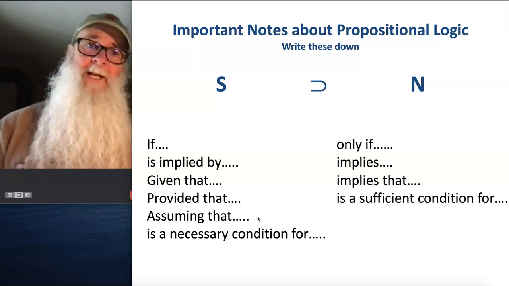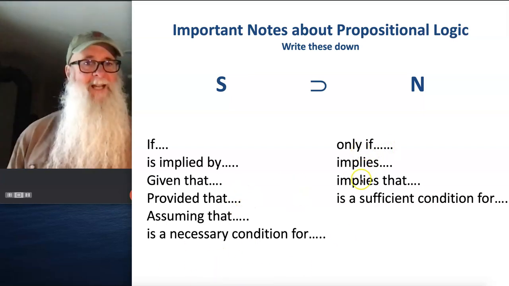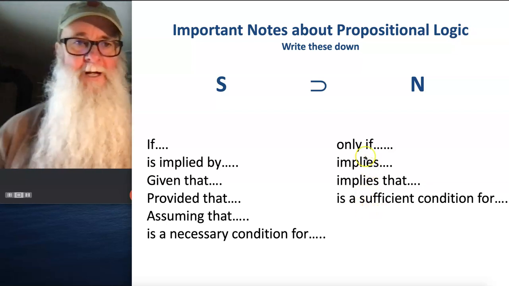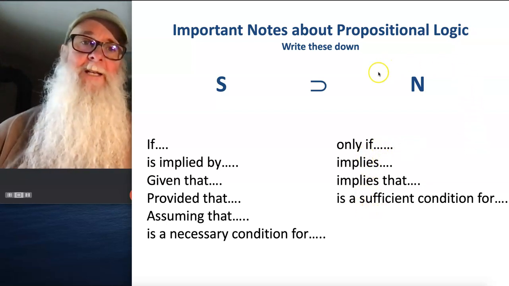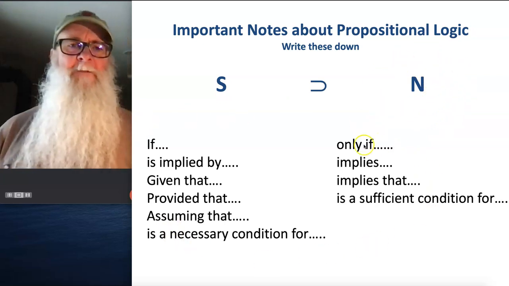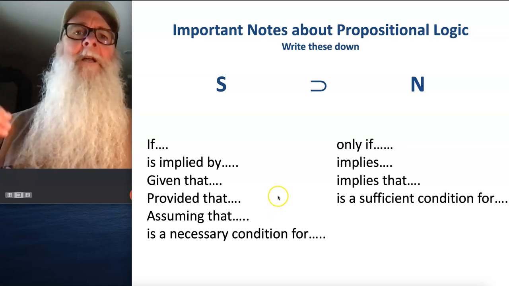And if, on the other hand, you see these kinds of phrases, only if, implies that, is a sufficient condition for, which is a little less common, whatever sentence follows that is going to appear on the right-hand side of your horseshoe. So these are your cues to figure out how to translate statements using the horseshoe.